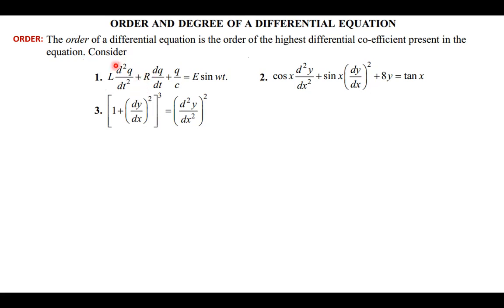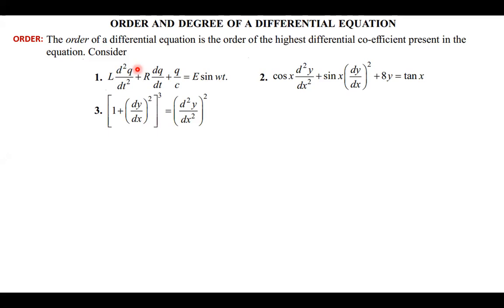We have 2, we have 1, and we have 0. So here the highest is 2. That's the biggest number that we have on the dq/dt. And then when we talk about the degree, we are simply talking about the power of the highest differential coefficient. I don't know if you've gotten my English there.